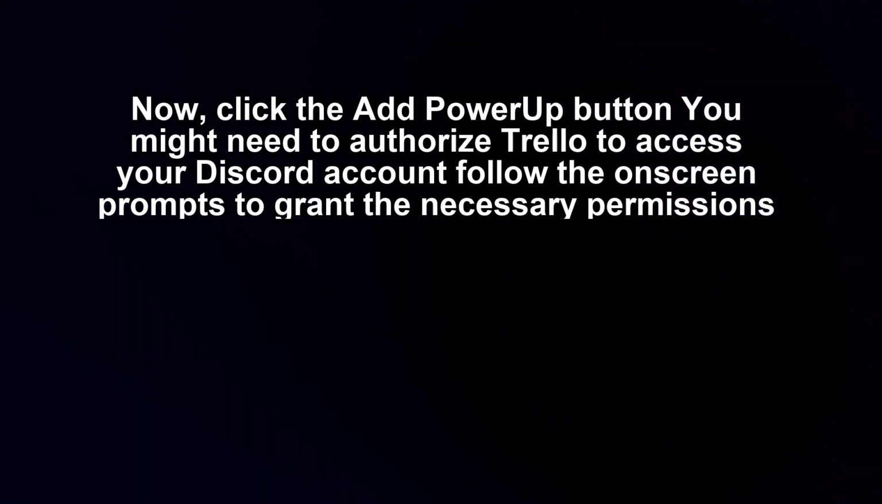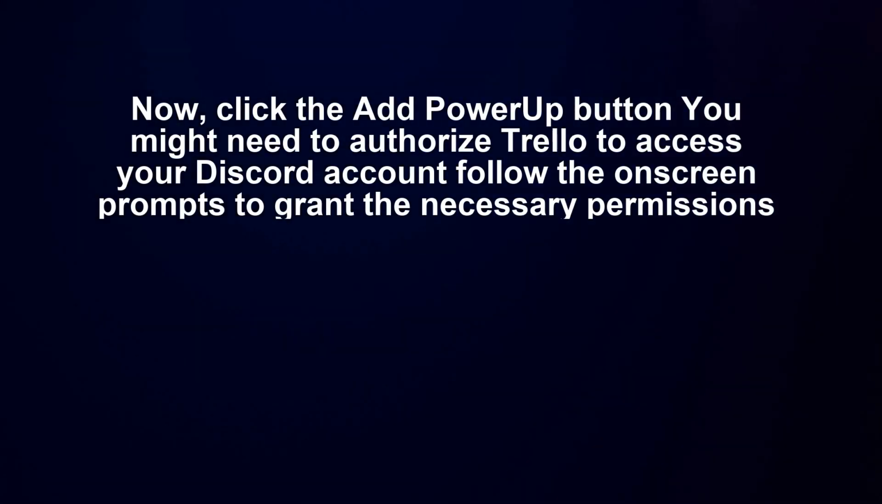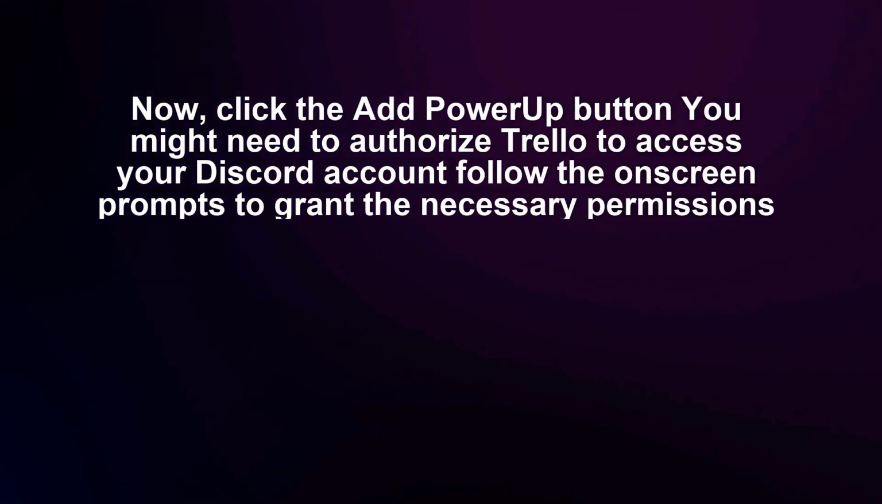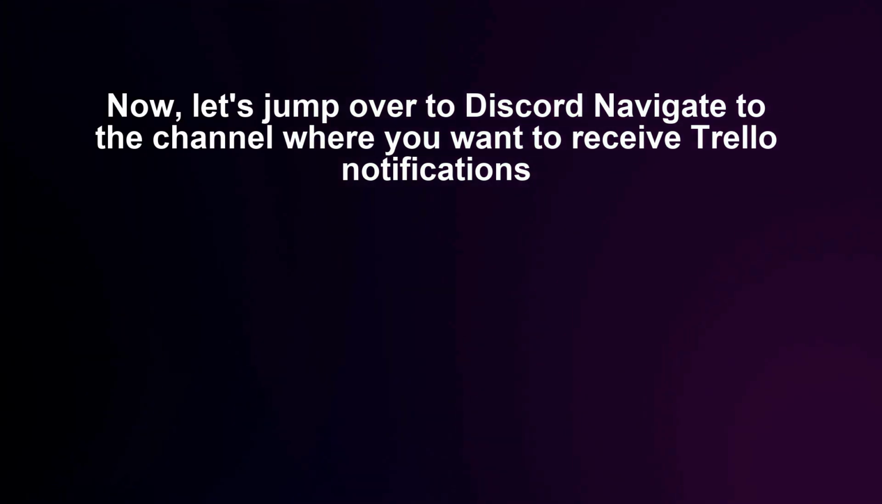Now, click the Add PowerUp button. You might need to authorize Trello to access your Discord account. Follow the on-screen prompts to grant the necessary permissions. Now, let's jump over to Discord.